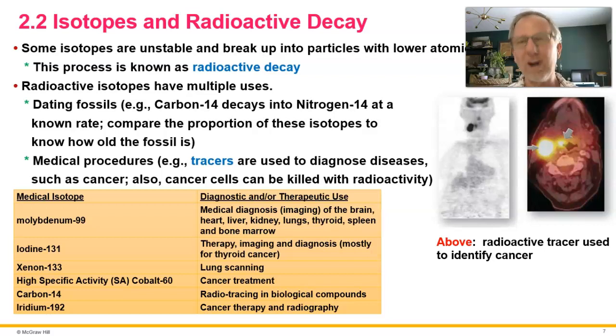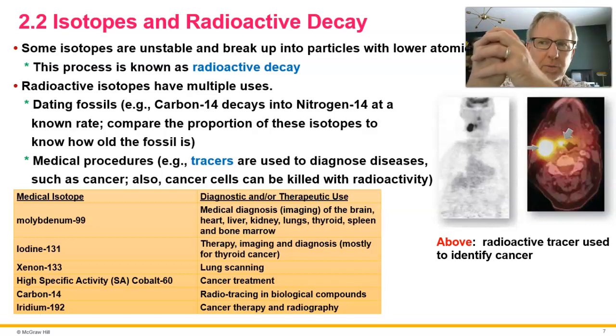Carbon-14 has a known rate that it breaks down into nitrogen-14. It's just a little over 5,000 years. It takes a little over 5,000 years for half of a sample of carbon-14 to break down, so that only half of it is left. It takes a little over 5,000 years.